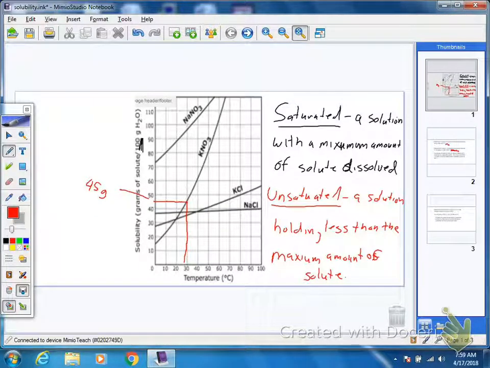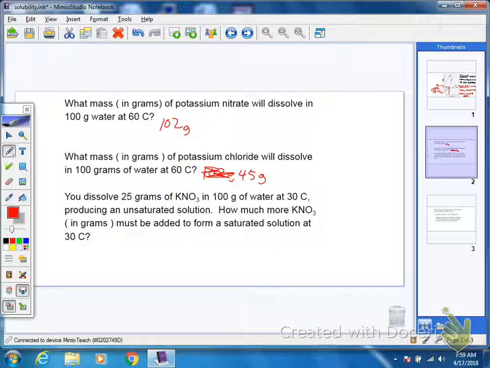Okay, and we're dissolving 25 grams in, is what it says, is dissolved, and it can hold 45 grams. So the question is, how much more can you dissolve? Well, the difference between those two is 20 grams. So we can dissolve 20 more grams. That would be the answer for that particular one.